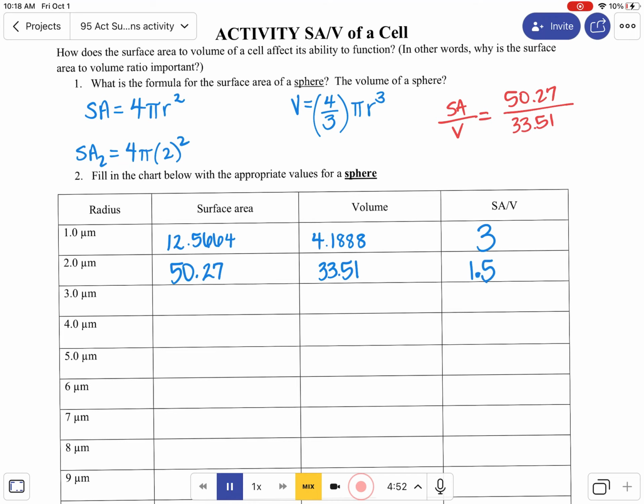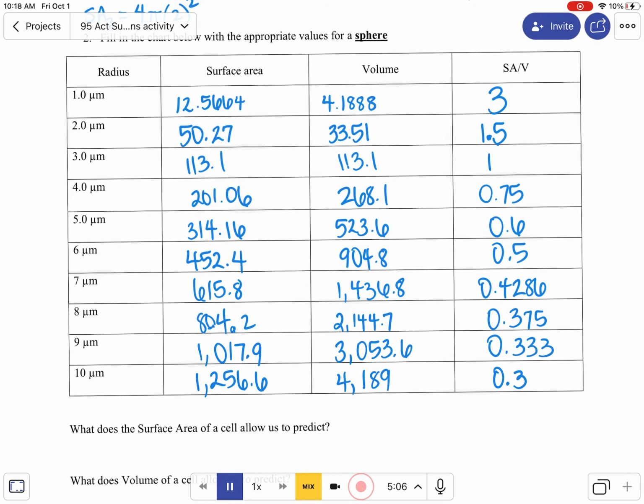And I get... All right, so I'm going to fill out the rest of this table, but I do encourage you to practice a little with calculating surface area or volume or the surface area to volume ratio on your own. So here's the rest of the table filled out for you. Again, there are plenty of online calculators that will do this. However, I do encourage you to practice a little with doing each of these calculations with just a regular calculator.